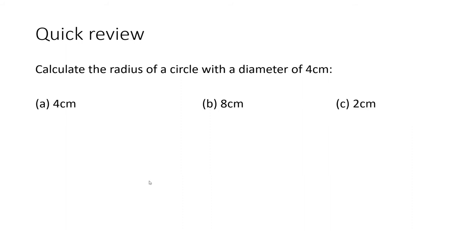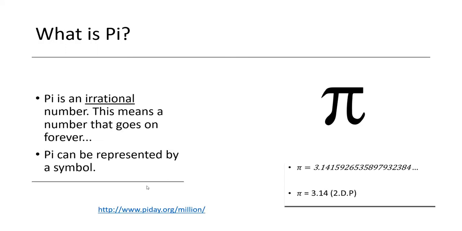Have a look at this one. Calculate the radius of a circle with a diameter of 4. This is the other way around. The answer to this one will be 2. If the diameter is 4, the radius is half of that, meaning it's 2.